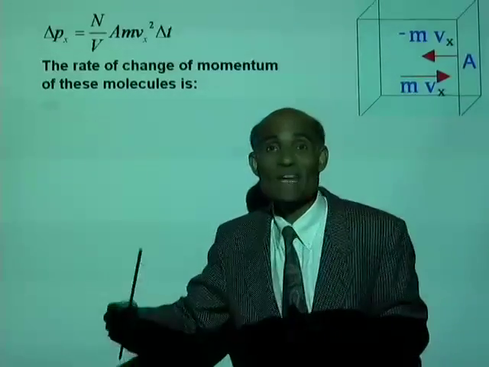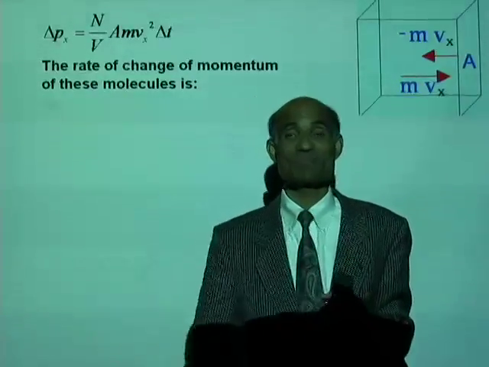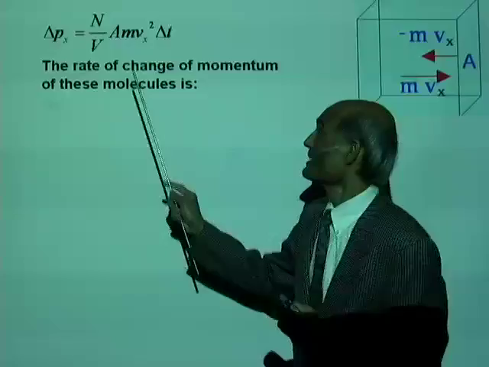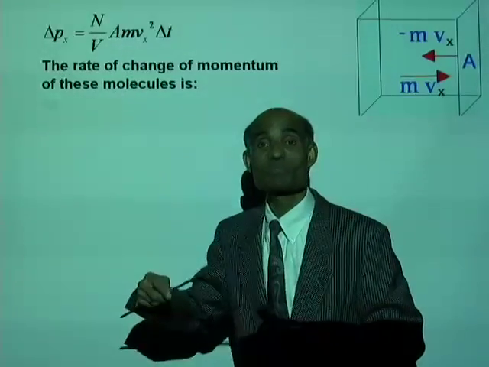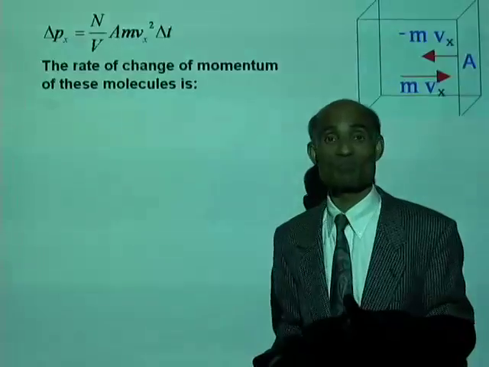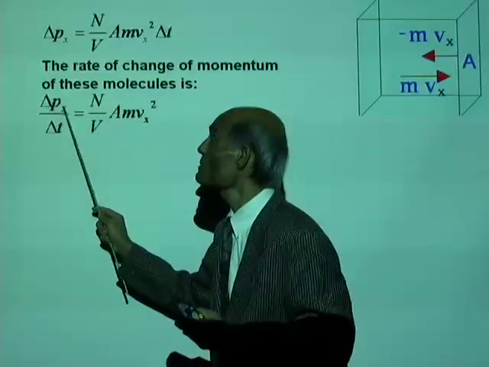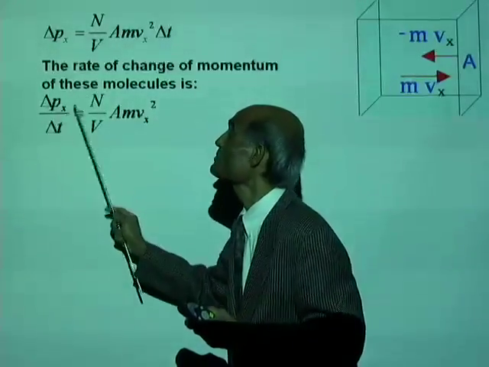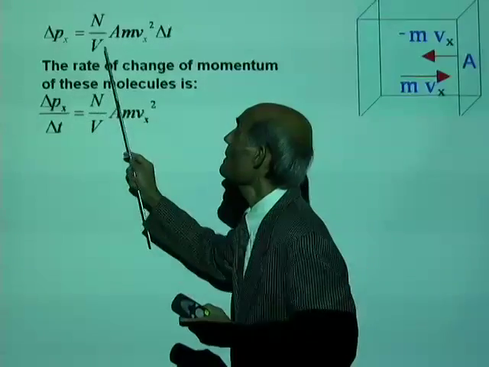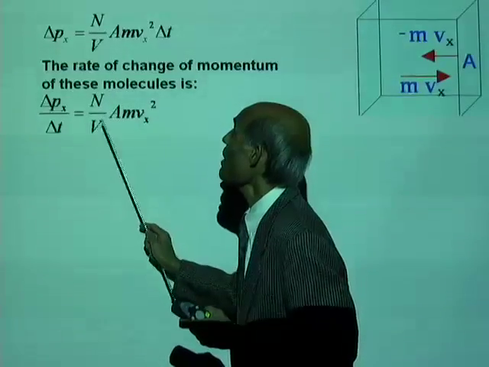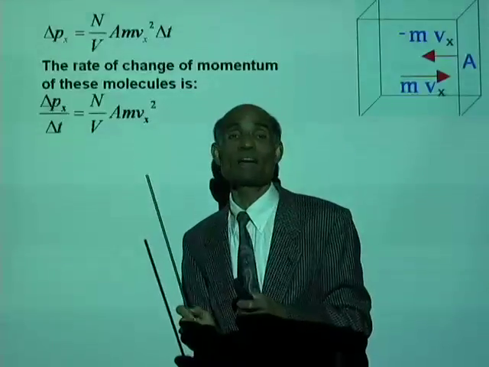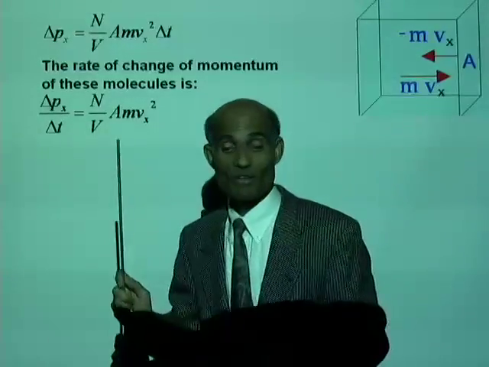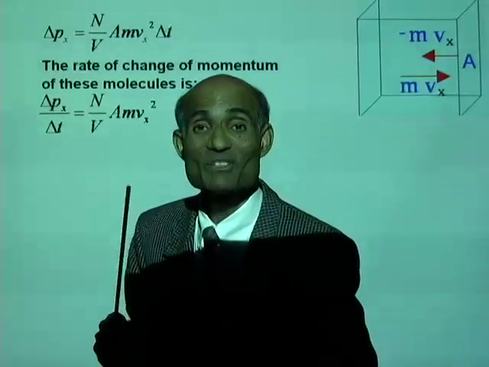Therefore, what is the rate of change of momentum of these molecules? The change in momentum divided by the time represents the rate of change of momentum. So delta px divided by delta t, that gives you N over V A m vx squared, which is a measure of the rate of change of momentum.